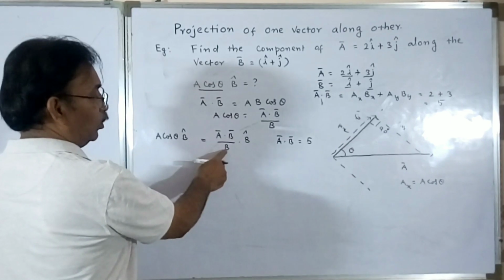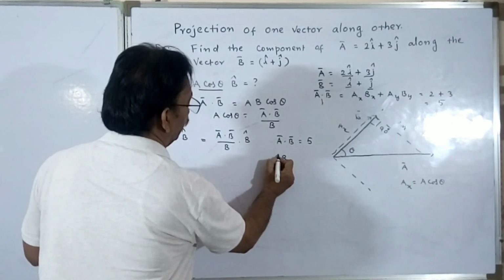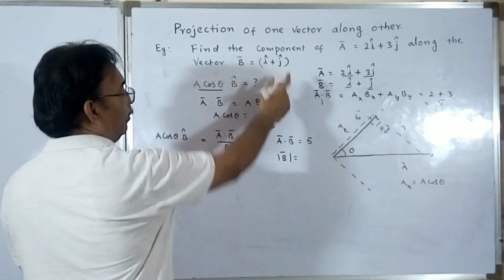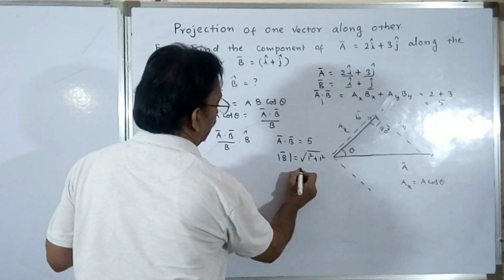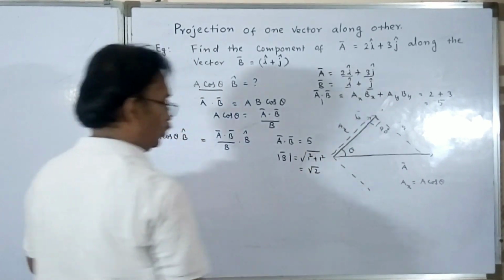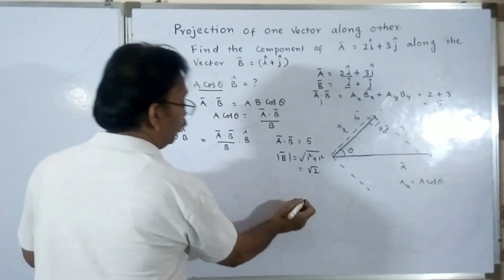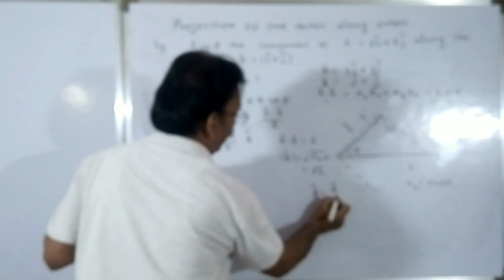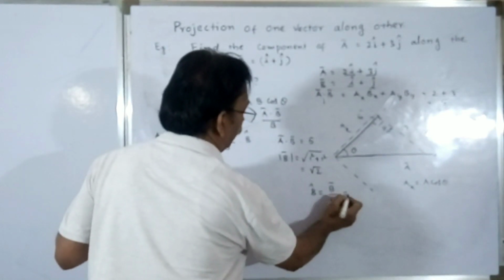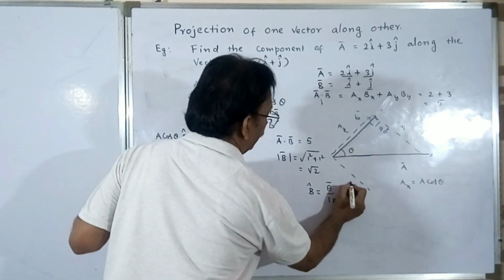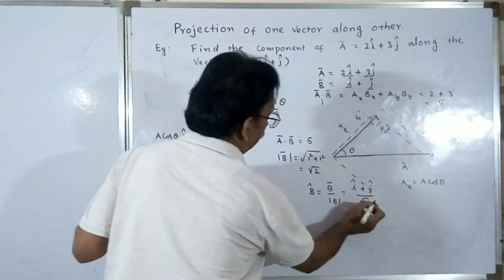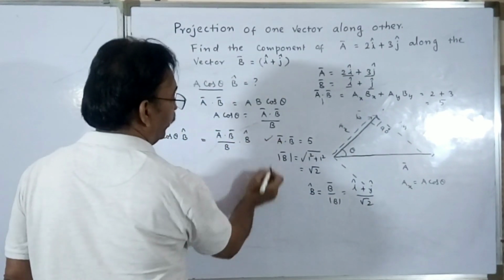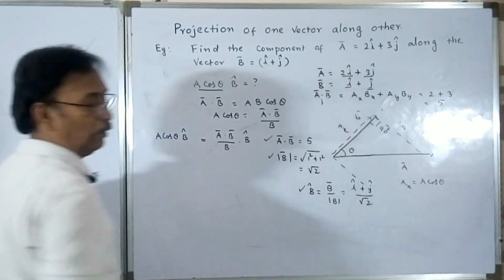Then we have to find the magnitude of the vector B. What is the vector B? i cap plus j cap, so under root of 1 square plus 1 square, which is equal to root 2. And we have to find the unit vector B cap, which is equal to B bar by modulus of B. B bar is i cap plus j cap, and we already got the magnitude as root 2. We have the value of A bar dot B bar, modulus of B and B cap.